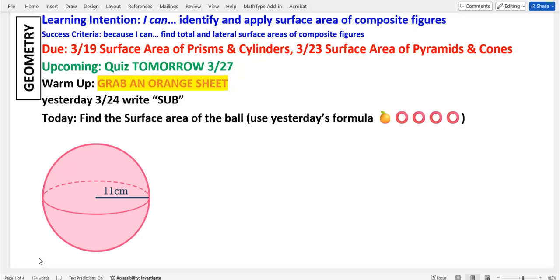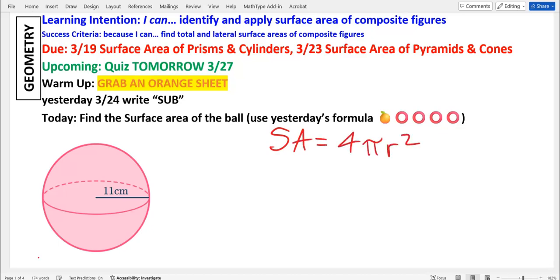Now, from now on, your formulas for surface area are on this green sheet of paper. So what does it say next to sphere? There is no lateral because there's no sides. One surface, it's 4 pi r squared. Let's write that down, please. SA equals 4 pi r squared.